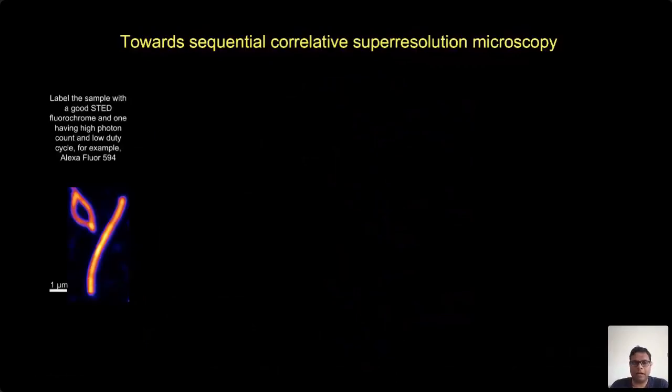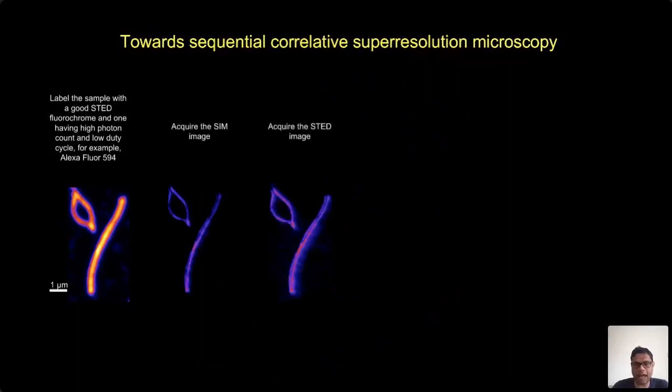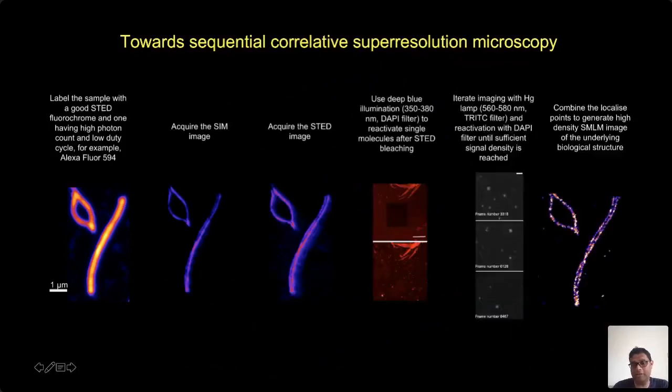This is what I'm now trying to advocate: a pipeline for correlative imaging, so that if you identify a new structure with a STED, you can have a SIM image of it and a STED image, and then you can follow it with a single molecule.